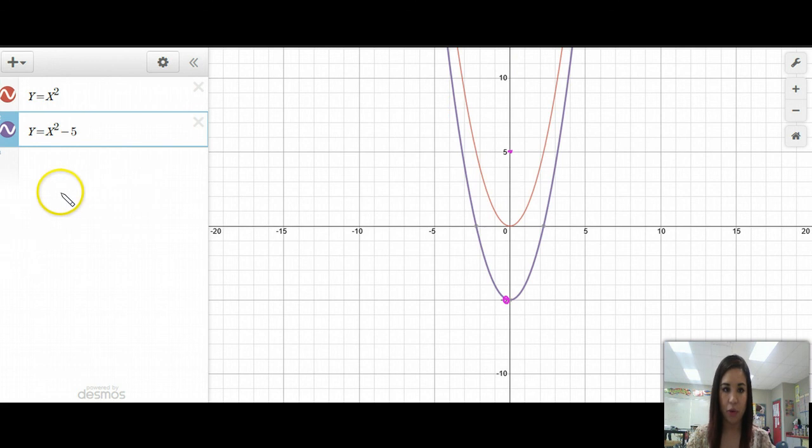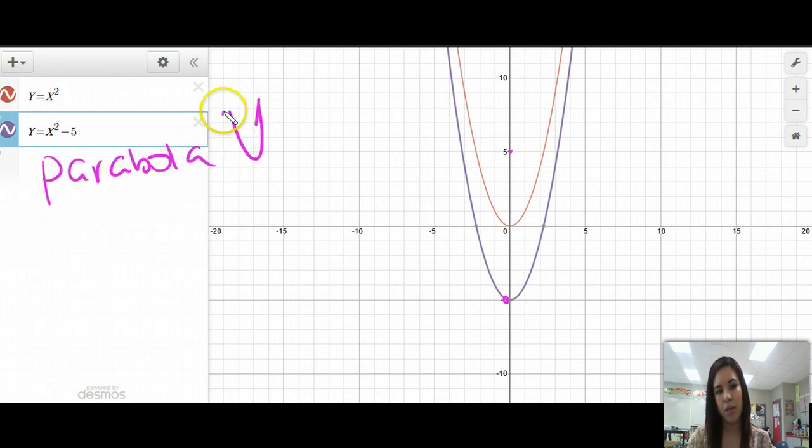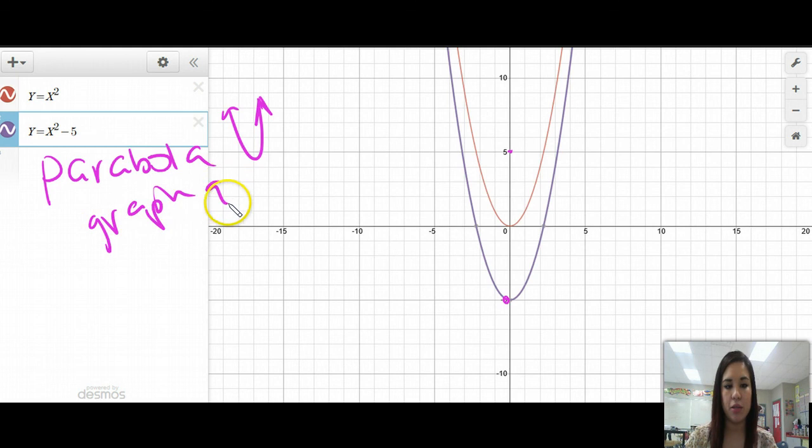Oh, that's another word we needed to write. Sorry. This U shape is called a parabola, and that's the shape that we get when we graph quadratics. Okay, and that's it, guys.